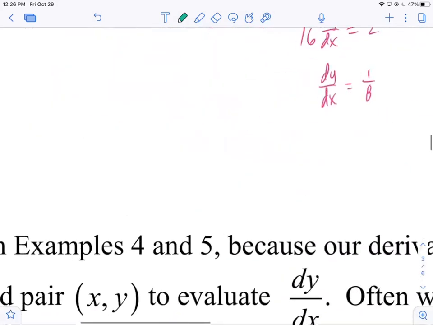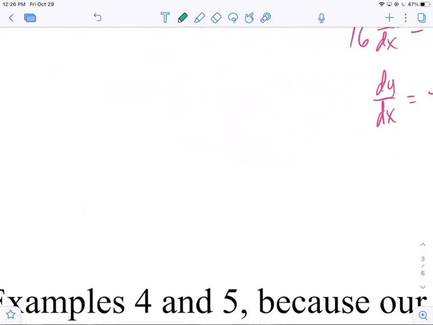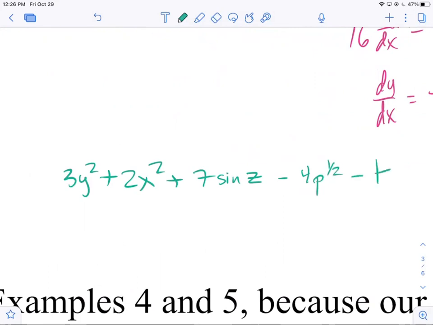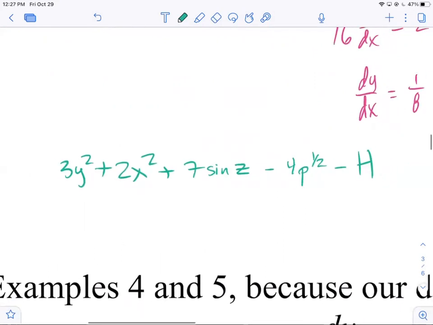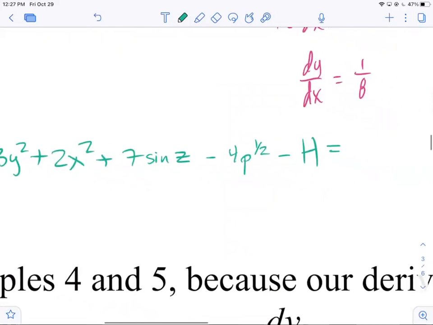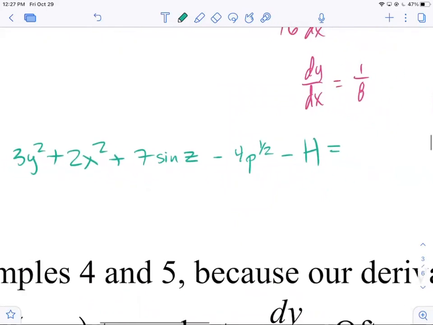Look what you could do. Let's do it like an intermission here. Intermission. What if I have something like this? 3y squared plus 2x squared plus 7 sine of z minus 4 p to the 1/2 minus h equals 11.